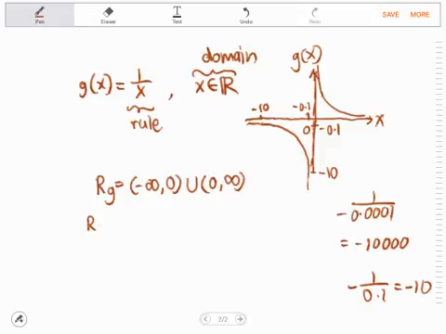Or we can say that the range of g(x) is all real numbers excluding the value 0. These are different ways of writing this. So that's the end of this lecture today.